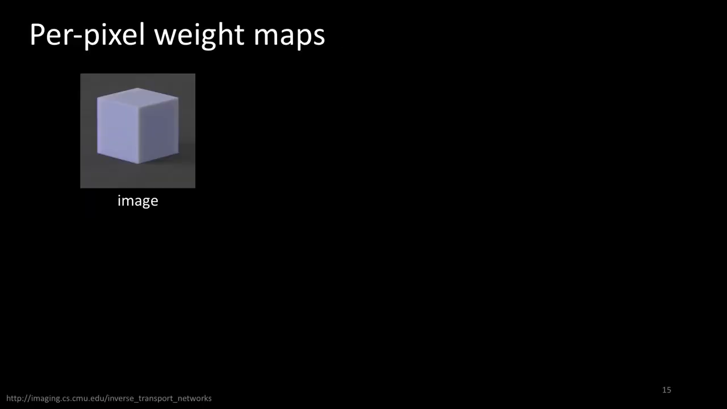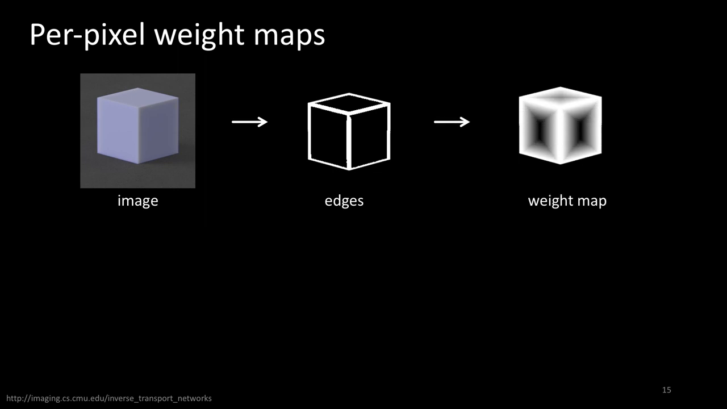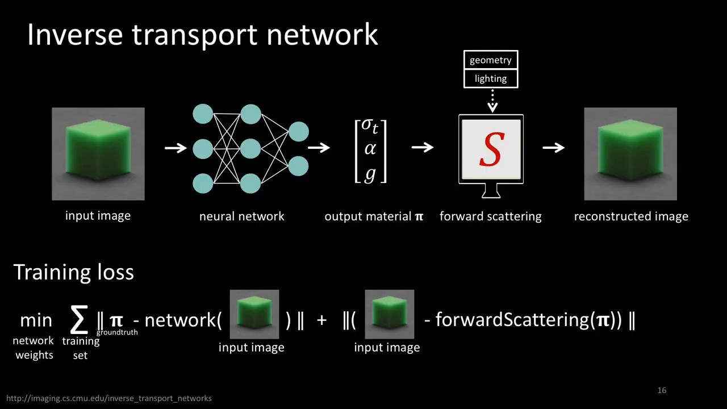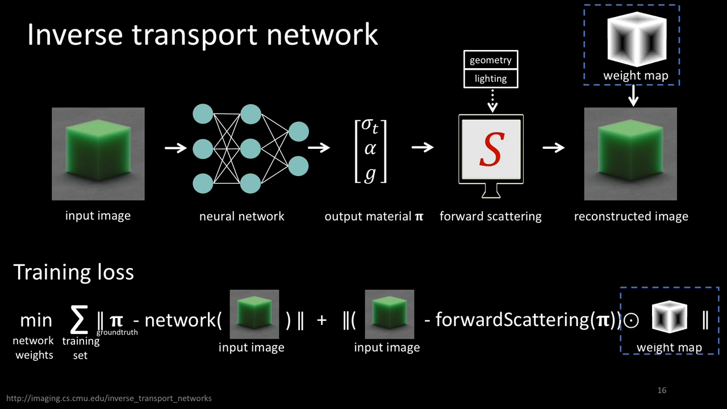To achieve this, we first use a simple algorithm to generate a per pixel weight map for any given input. Each pixel is weighted based on its distance from the nearest detected edge, as shown in these examples. Then, we use these per pixel weight maps to augment the appearance training loss so that it emphasizes the appearance difference near geometric edges.